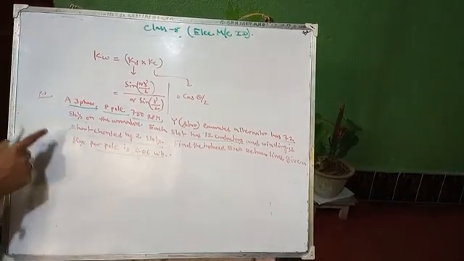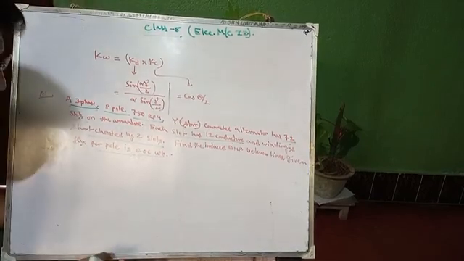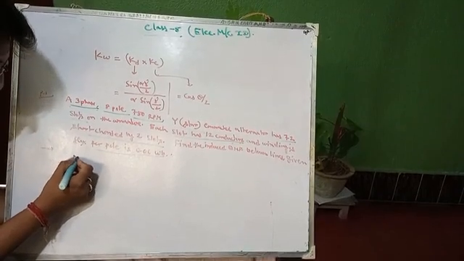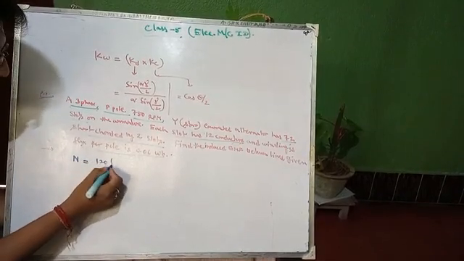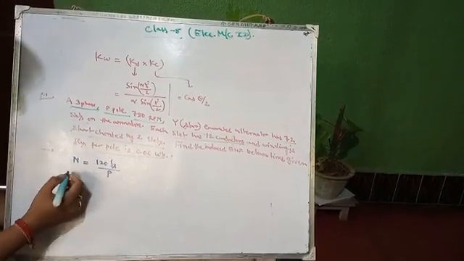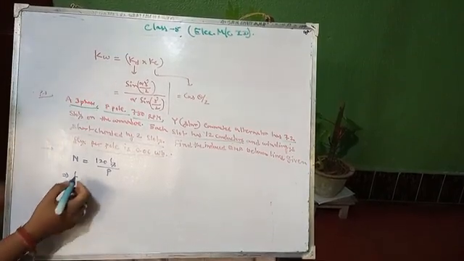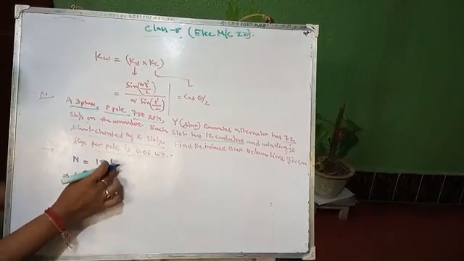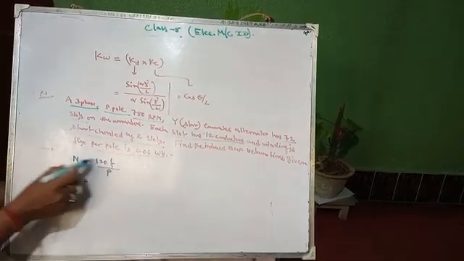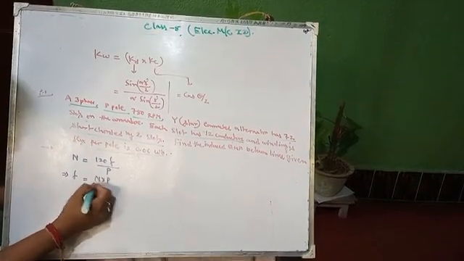From basic electrical engineering, we know this formula: N equals 120 f by P. This is your well-known formula. From here we can find the frequency. You have to first find the frequency. N equals 120 f by P, so f equals N into P by 120, right?